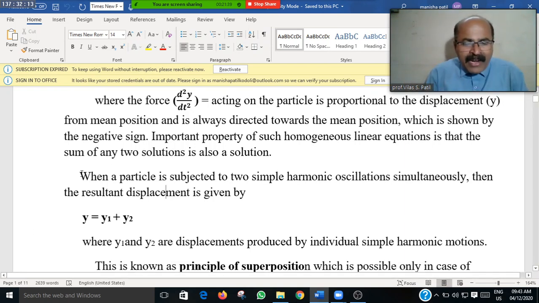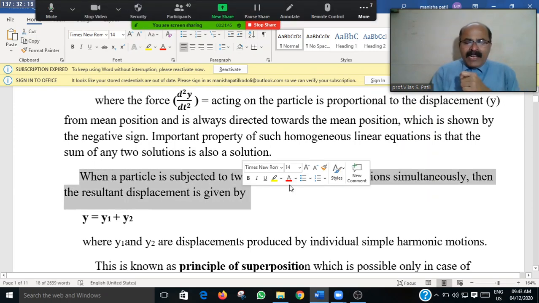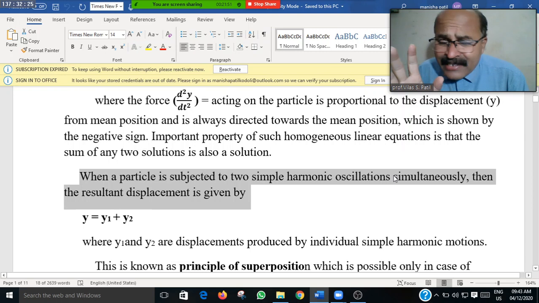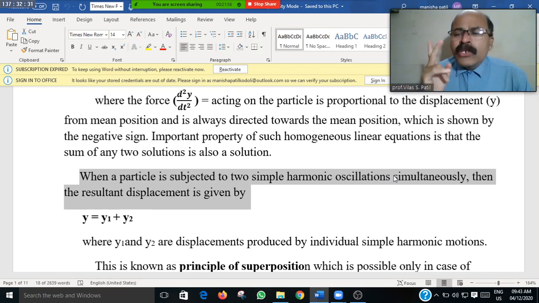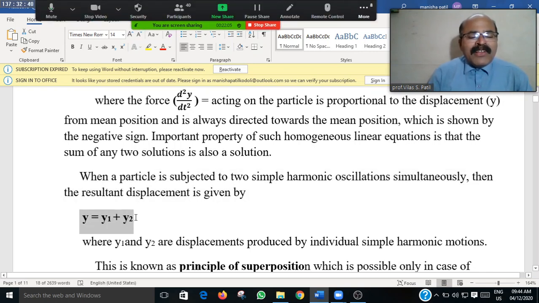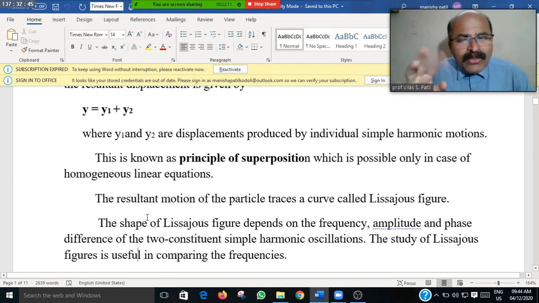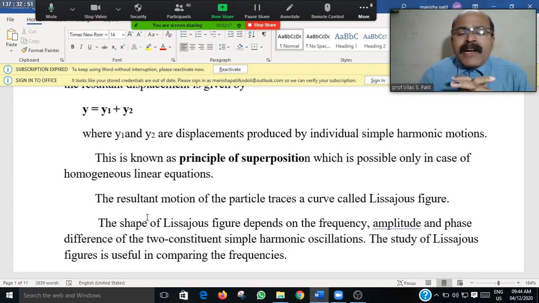Here the sentence shows that when the particle is subjected to two simple harmonic motions simultaneously, the resultant displacement is the sum of the two displacements y1 and y2. If y1 is one displacement and y2 is the other displacement, the total or resultant displacement is y, where y is equal to y1 plus y2. Here y1 and y2 are the displacements produced by the individual simple harmonic motions, and this is known as the principle of superposition.